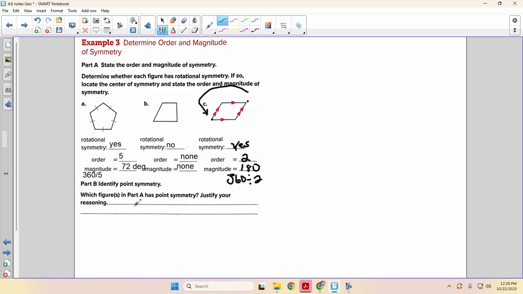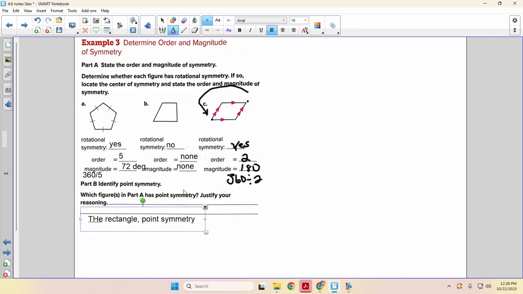And then which figure in part A has point symmetry? And justify your reasoning. So we're going to say the rectangle, because the definition of point symmetry is that it has a magnitude of 180.